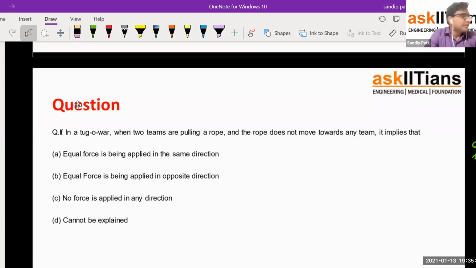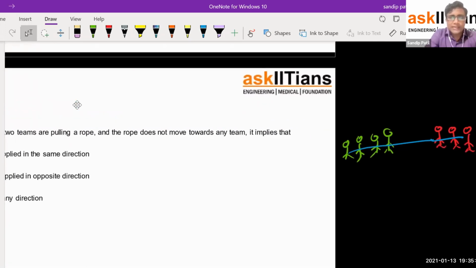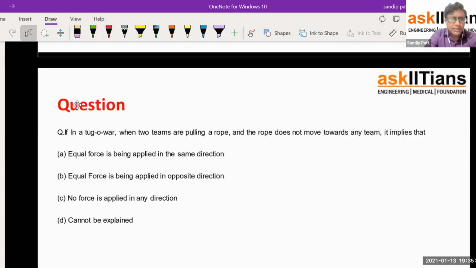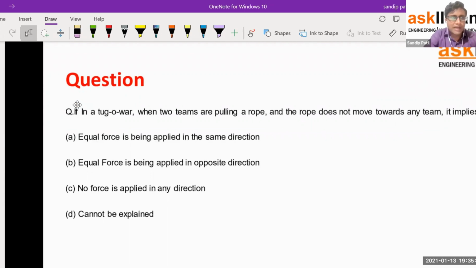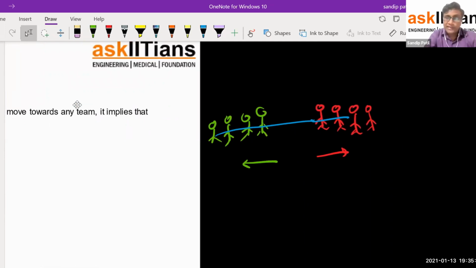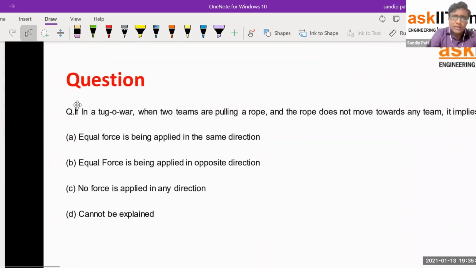If it is at rest, what can we say? Obviously, the forces on this team should be equal and opposite. So let's read out the options. Equal forces being applied in the same direction. Are they applying the forces in the same direction? No. The red team is applying force on, let's say, the right side. The green team is applying force on the left side. So those are not in the same direction. So this is wrong.